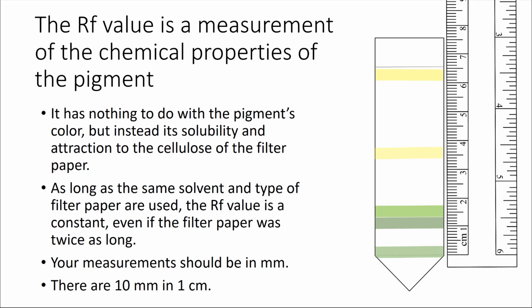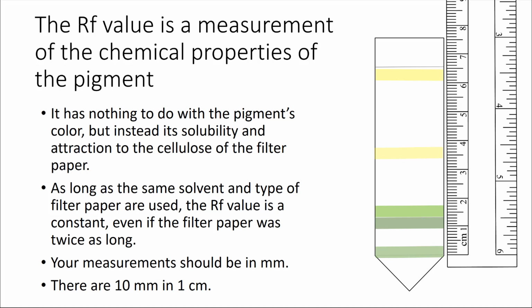Now, a few words about the RF value. It turns out that the RF value is a measurement of the chemical properties of that pigment. It actually has nothing to do with the pigment's color or which wavelengths it absorbed. Instead, it has to do with the pigment's solubility in our chromatography solution, and also its attraction to the cellulose of the filter paper.